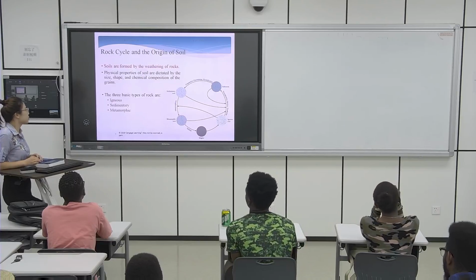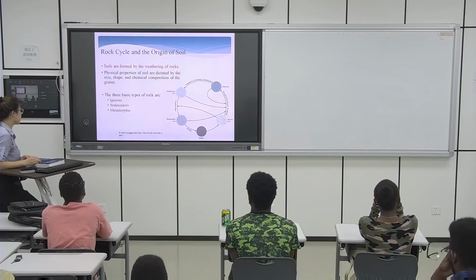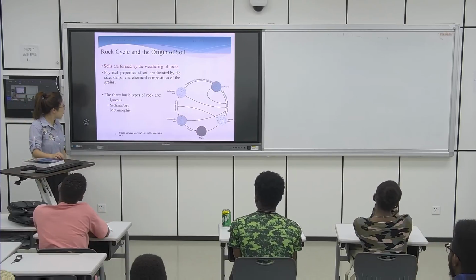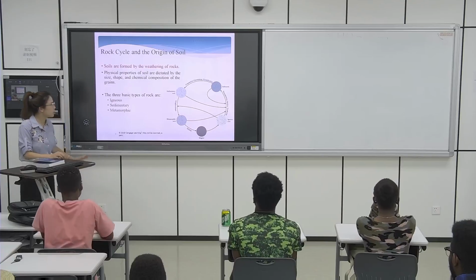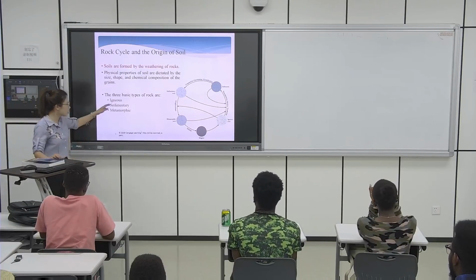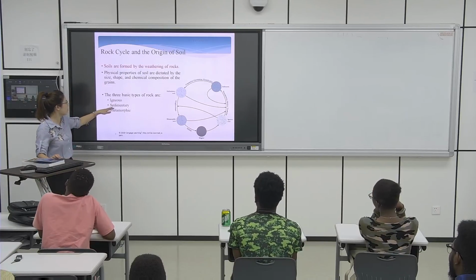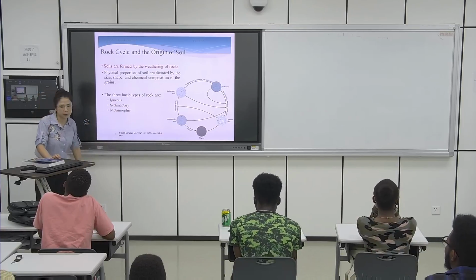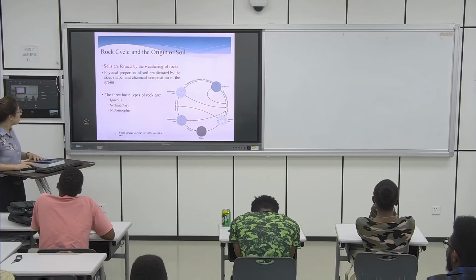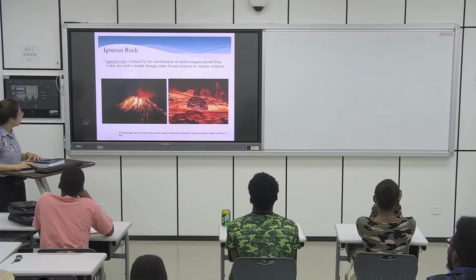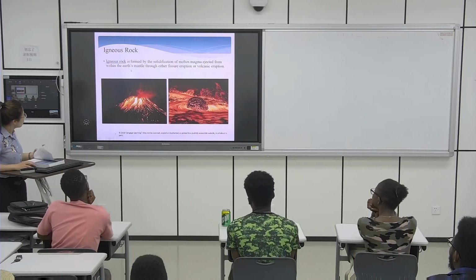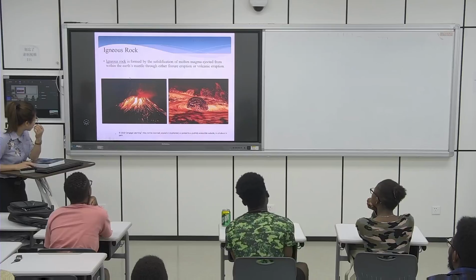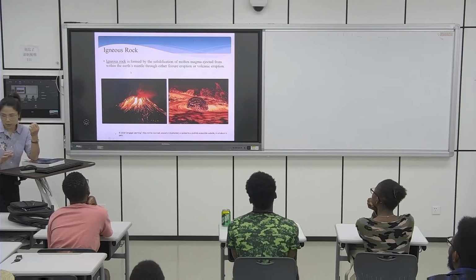There are three types of rock: igneous rock, sedimentary rock, metamorphic rock. There's three different rock, but we have igneous rock first, and then we have sedimentary rock, and then we have metamorphic rock. I just read this. I think you know how igneous rocks come from. Yes.